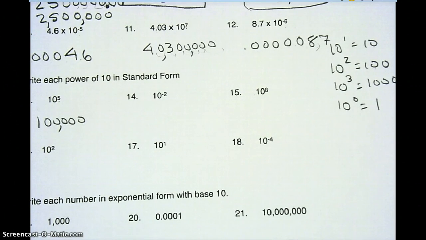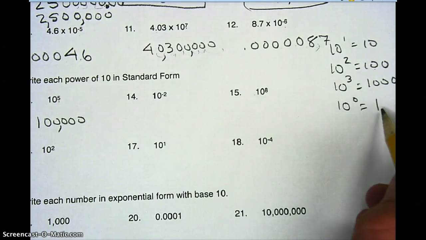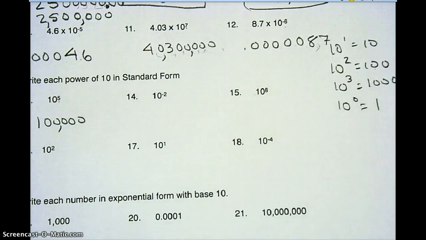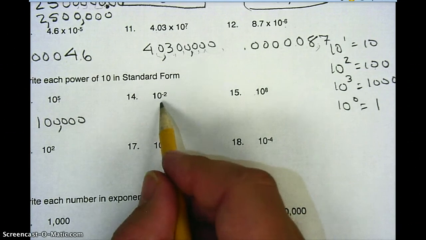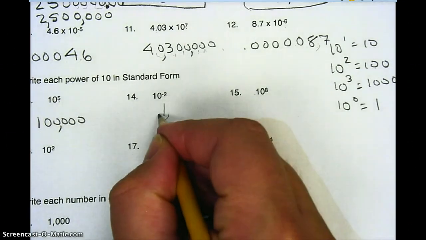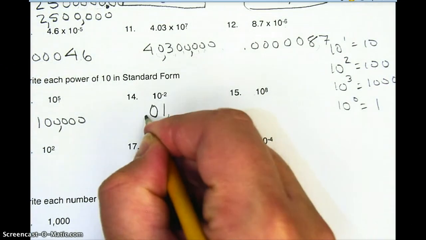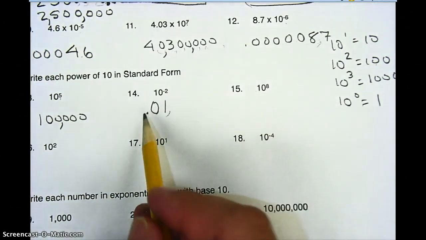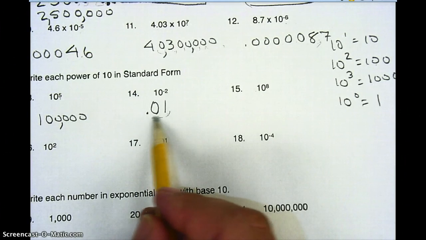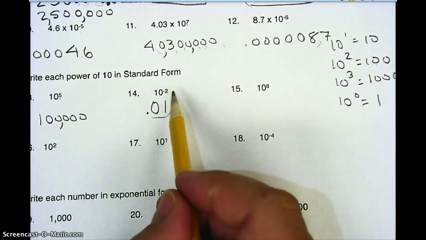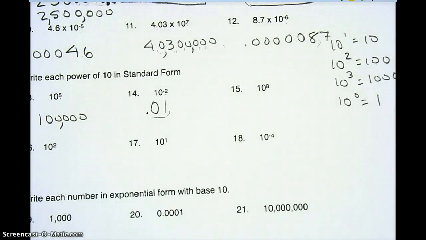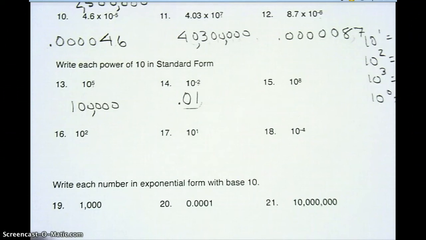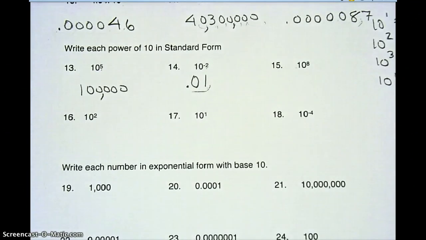And now for the negative ones, I just have to find out how many numbers are to the right of the decimal point. So if I have 10 to the negative second, I've got to move my decimal point 2 spaces over to the right. And I have 2 numbers to the right of the decimal point. So 10 to the negative second is 0.01. Notice I have 2 numbers to the right of the decimal point, and I have a negative 2 as my exponent. So that's all I'm doing for these. So go ahead and try 15, 16, 17, and 18, and then we'll check them in a little bit.